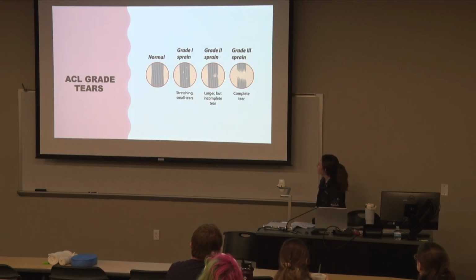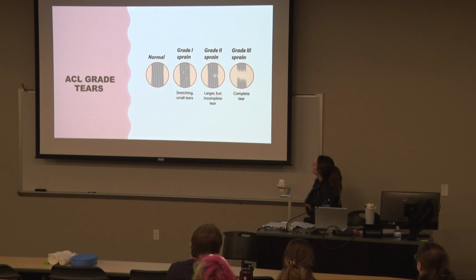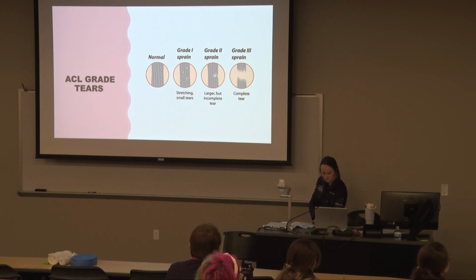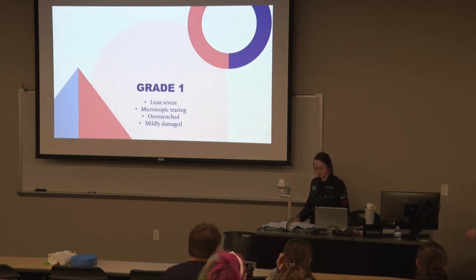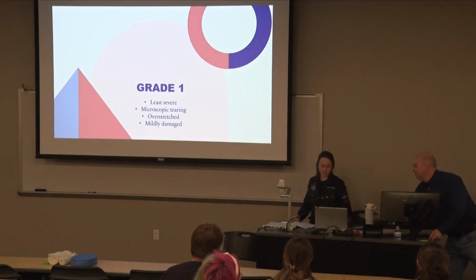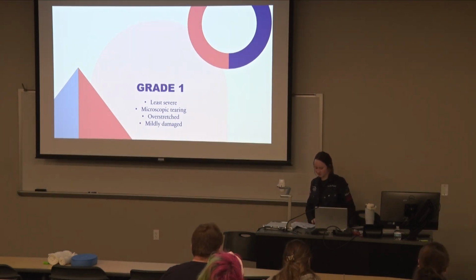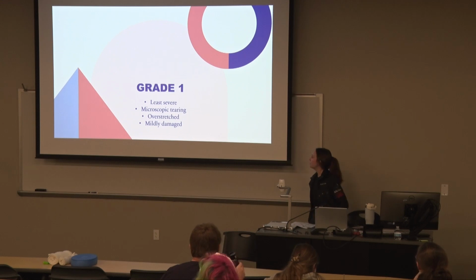So here are the different grades of your tears. There's the fibers, what it looks like to be normal. Then you have grade 1, grade 2, and grade 3. Gotcha, thank you. And then first we're going to cover grade 1. It's the least severe. It's just minor tearing where you overstretch it.